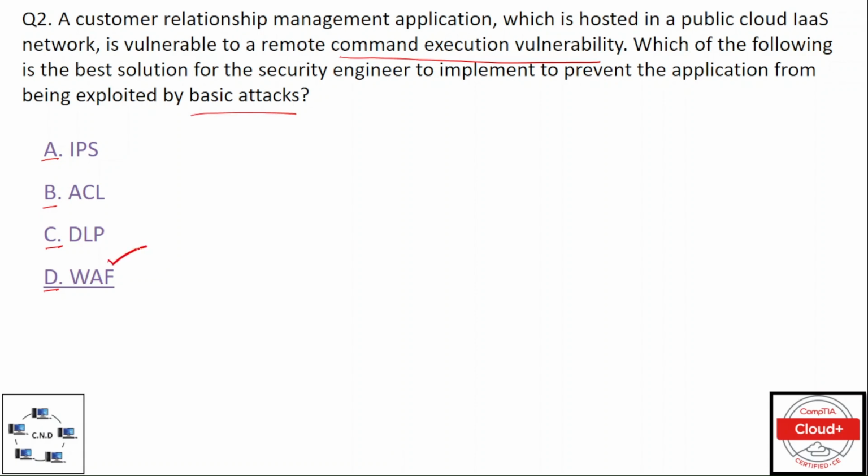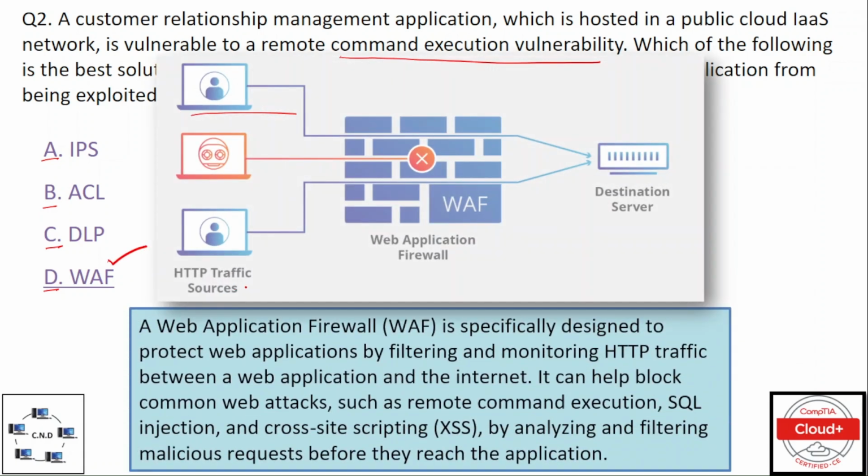option D, WAF, Web Application Firewall, and the explanation is that a web application firewall is specifically designed to protect web applications by filtering and monitoring HTTP traffic between a web application and the internet. It can help block common web attacks such as remote command execution, SQL injection, and cross-site scripting by analyzing and filtering malicious requests before they reach the application.